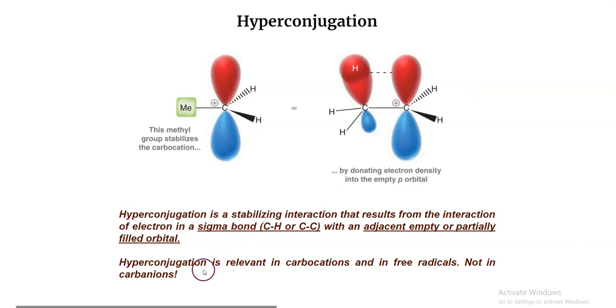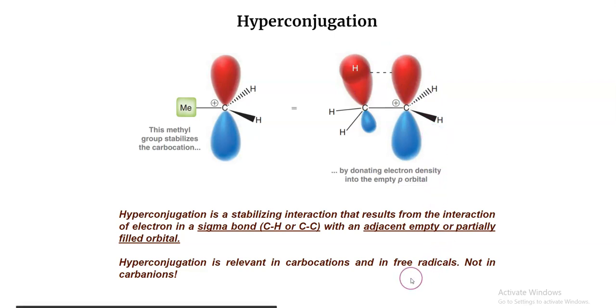And hyperconjugation is also present in free radicals. A free radical is sort of an electron deficient species, right? It might not be as deficient as the carbocation, but still an electron deficient species. So if there is a free radical, this CH bond is going to help overcome some of that deficiency and make the free radical more stable.